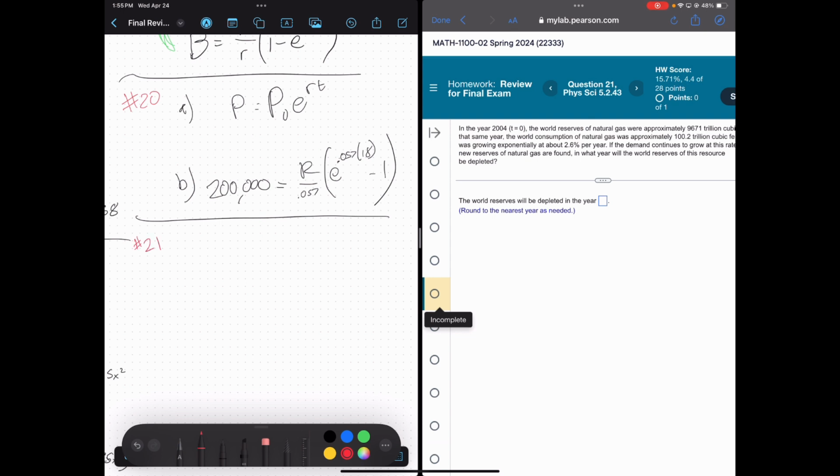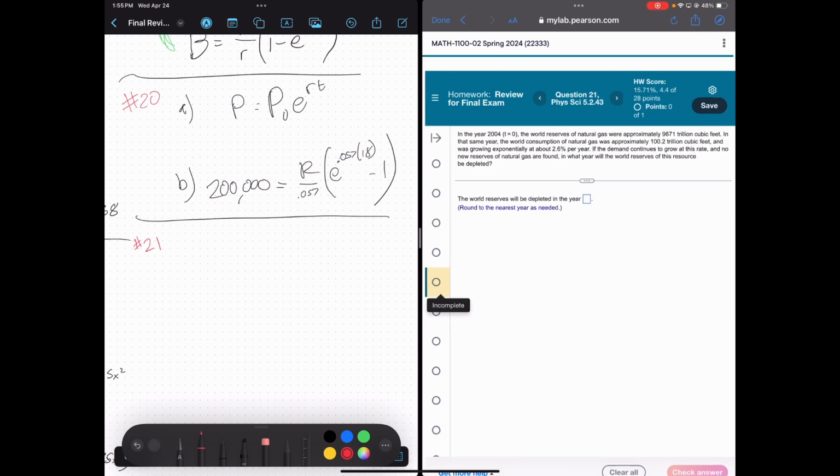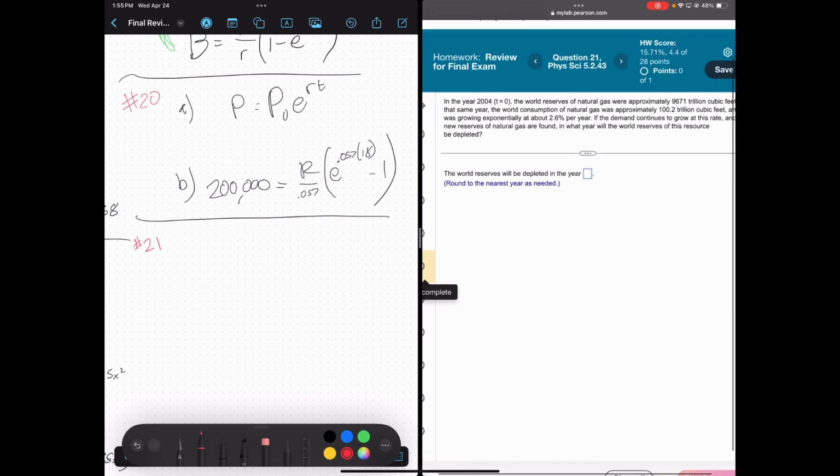Number 21. This one's the same idea. It just looks different because it's not talking about money anymore. It's talking about natural resources.